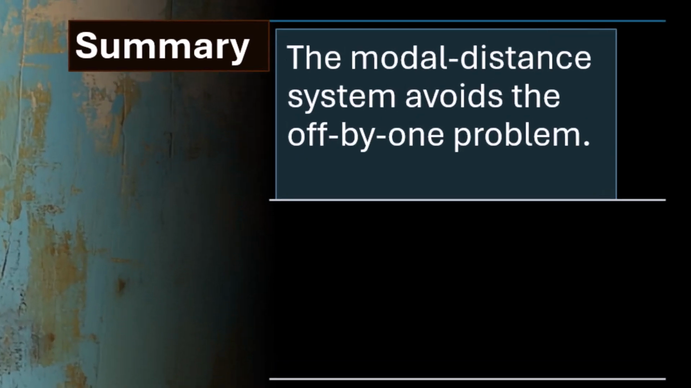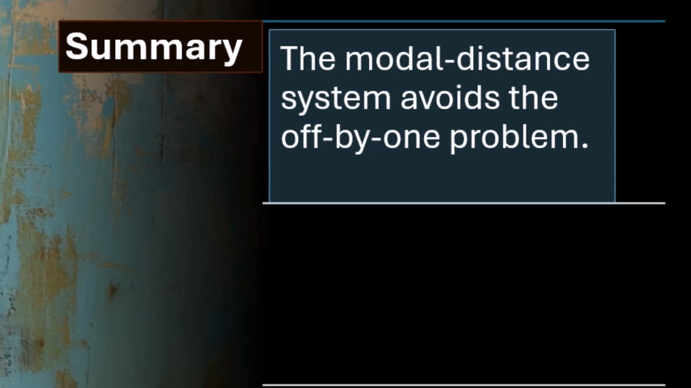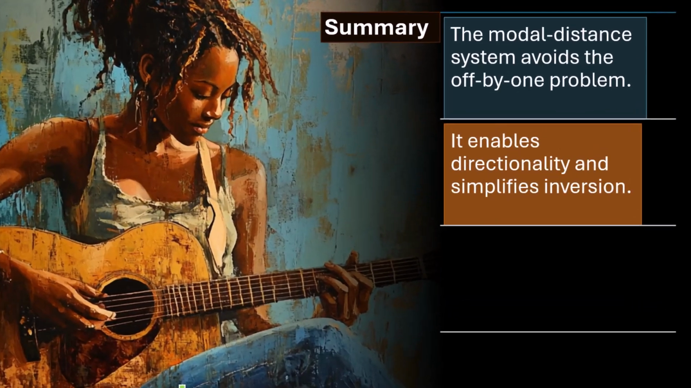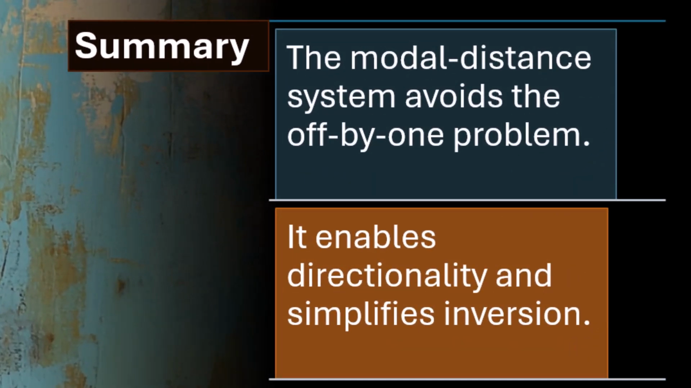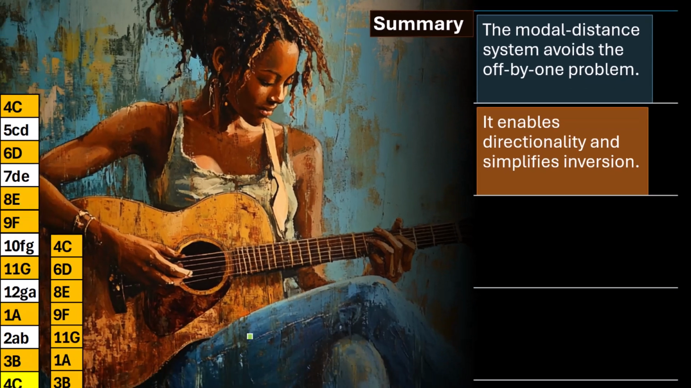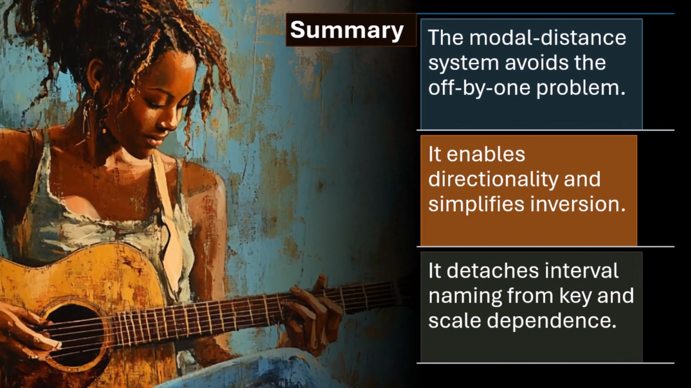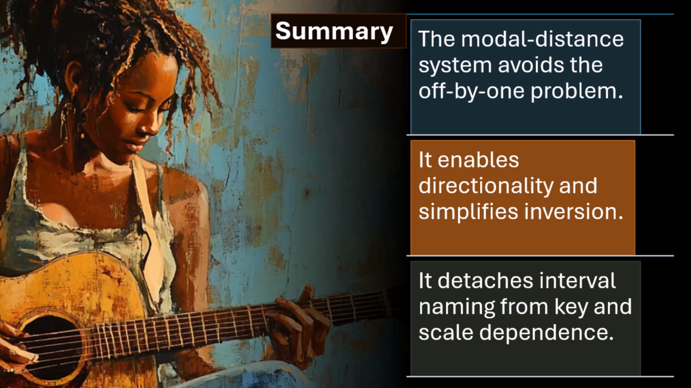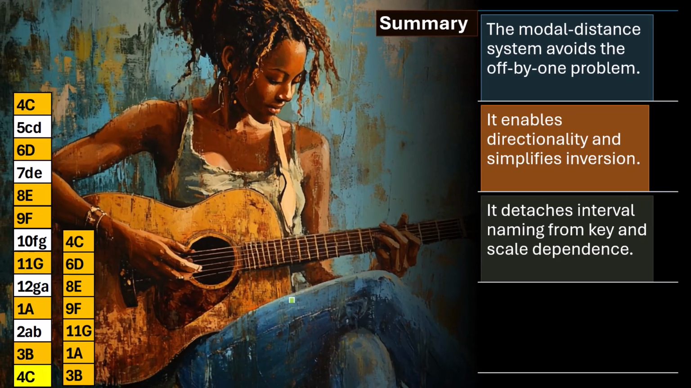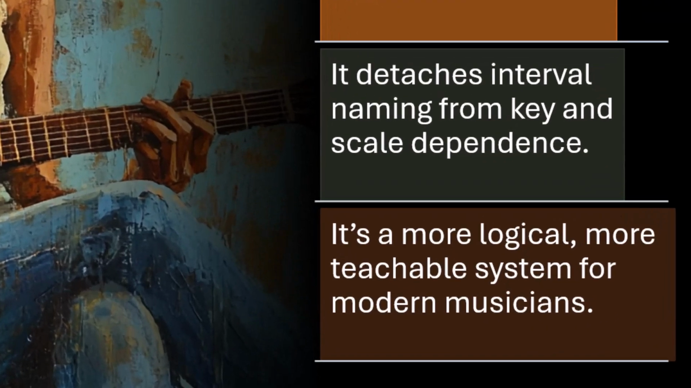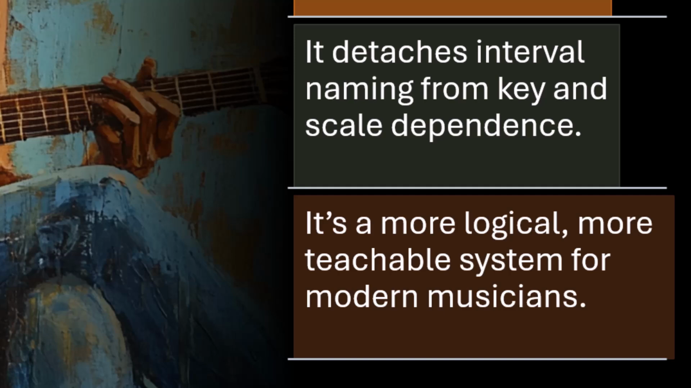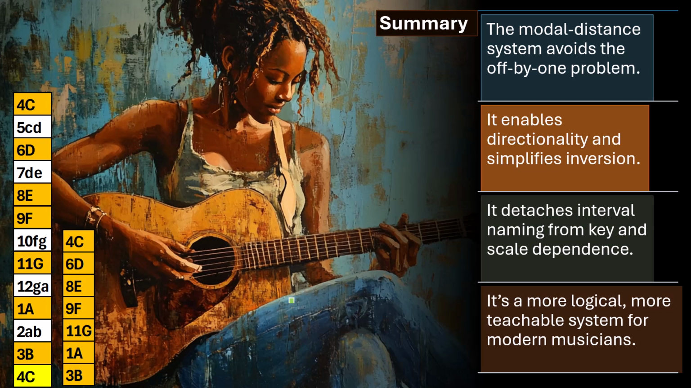So, summary. The modal distance system avoids the off-by-one problem, which is clearly an issue. It enables directionality and simplifies inversion, which again, I think is self-explanatory. It detaches interval naming from key and scale dependence. It's a more logical, more teachable system for modern musicians.